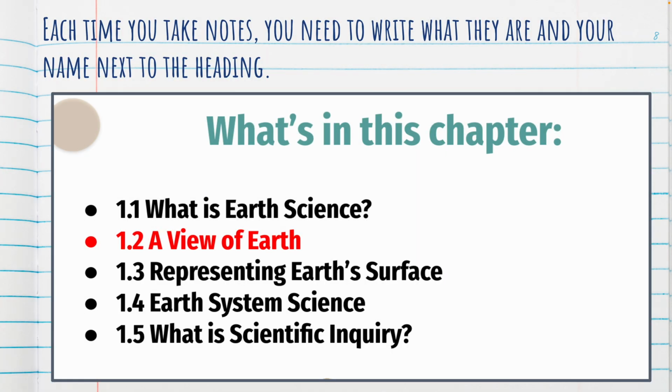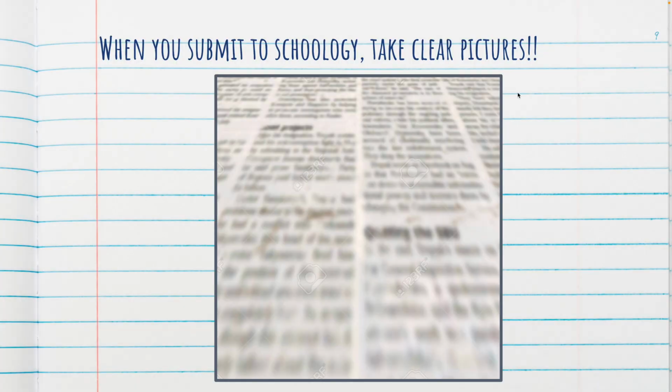Each time you take notes, you need to write what they are and write the name next to the heading. So for example, for these notes that we'd start taking, you're always going to see a number. This happens to be chapter 1, section 2. Near the top, 1.2, a view of Earth. Make sure it's either in the center of the page larger, or off to the side larger, maybe put a box or a circle around it, but I can clearly see these are the notes for 1.2. When you submit things into Schoology, take a clear pic.